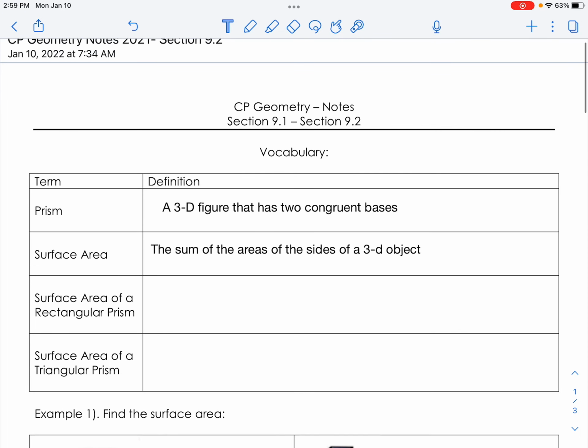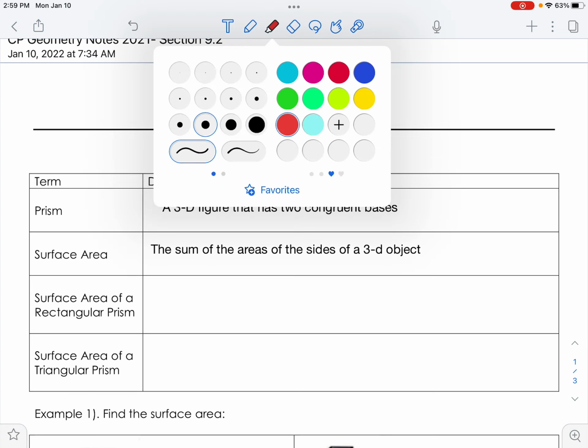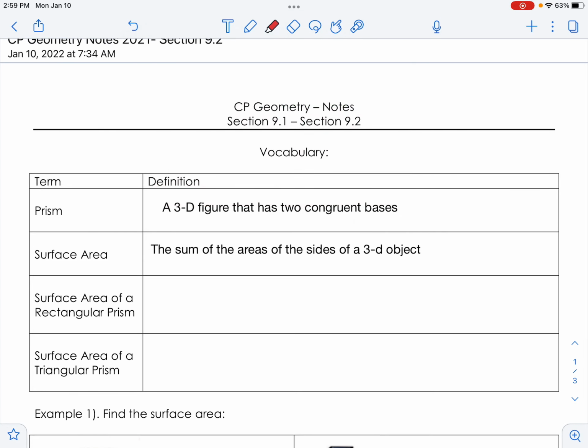Okay guys, so we're here on section 9.2, and what we're studying in this section is all about surface area of prisms. So to go over a couple of the definitions, our first definition is a prism itself. And what a prism is, it's a 3D figure that has two congruent bases.